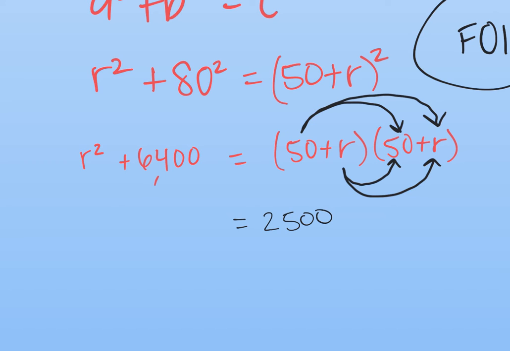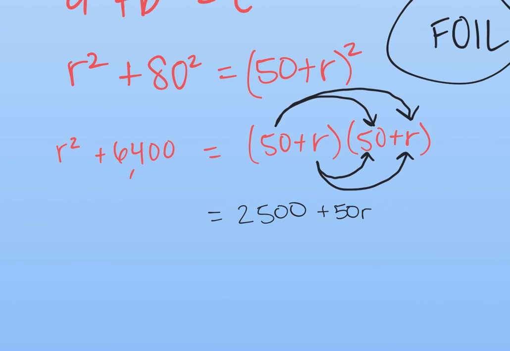Then it would be 50 times R, which is 50R. Then we're doing R times 50, which is 50R. And we're doing R times R, which is R squared. And on the other side, we still have R squared plus 6,400. Now, the beauty, if you did it the right way, you should have R squared on both sides. And they're going to cancel out. So they're going to subtract to give you 0.